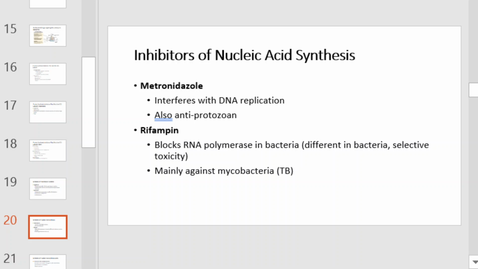Inhibitors of nucleic acid synthesis. Here we have two examples of inhibitors of nucleic acid synthesis. These antimicrobials interfere with DNA replication or potentially block RNA polymerase in bacteria. They can be effective against a wide range of microorganisms and in some cases can also block the growth and subsequent development of protists.